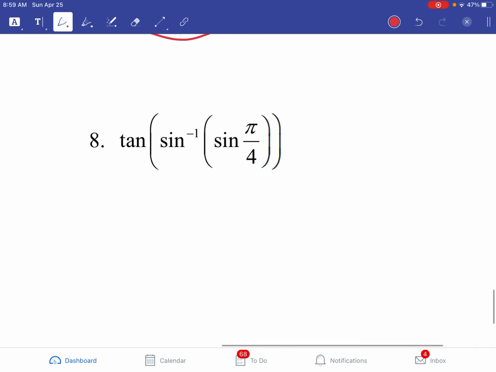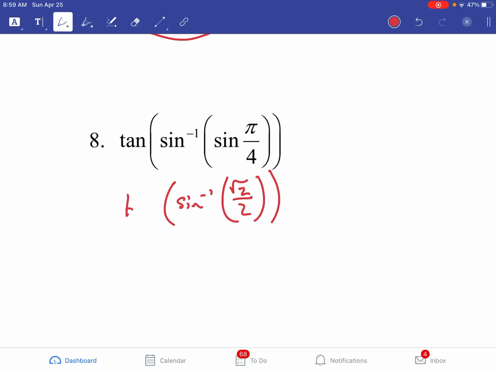Finally, number 8. So we're starting out with sine of pi over 4. Sine of pi over 4 is the y value at pi over 4, which is root 2 over 2. So the inverse sine of that and the tangent of that answer. So the inverse sine of root 2 over 2, so we're looking at the right side of the unit circle, where the y value is root 2 over 2, which is, again, pi over 4. So we just went back and forth. And then finally, we're doing the tangent of pi over 4. So the tangent is the y divided by x. So root 2 over 2 divided by root 2 over 2, which is just 1.